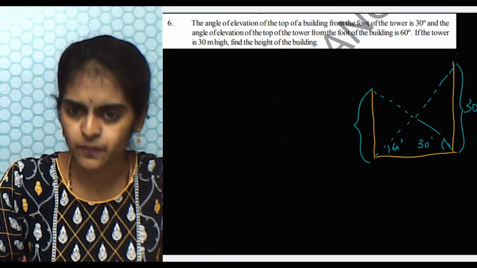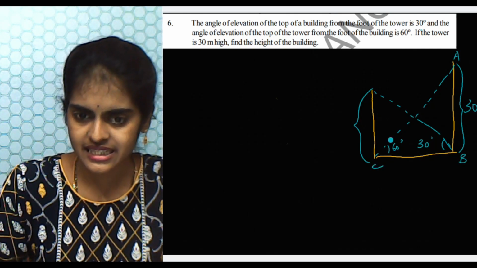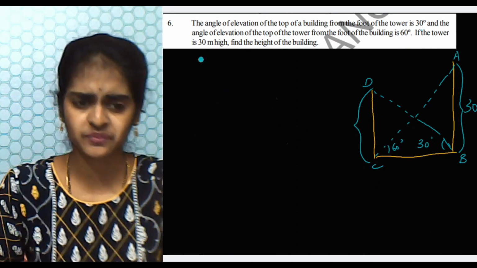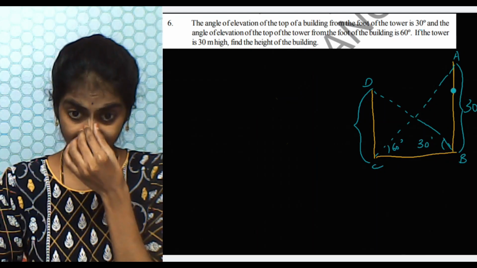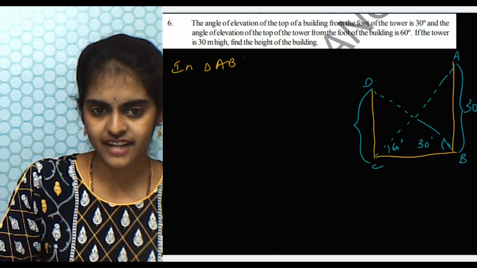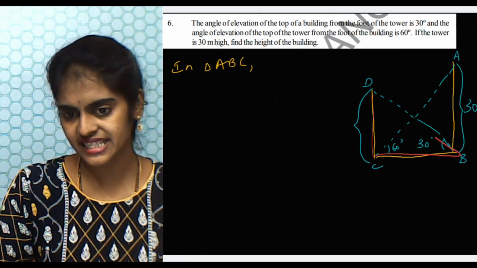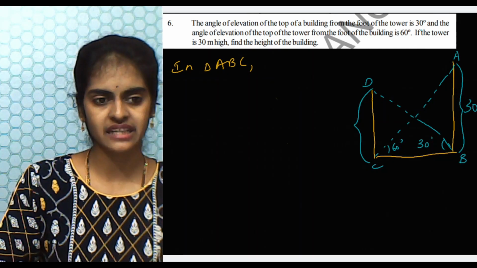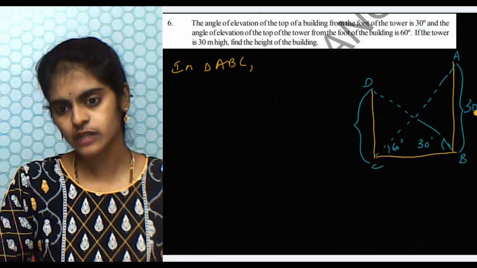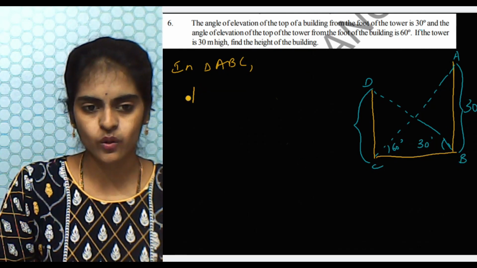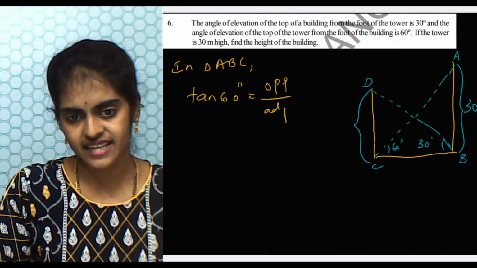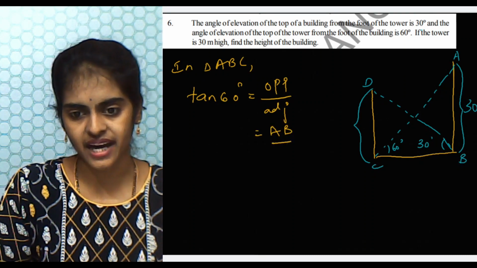So let me take the points as A, B, C, D. Now just see. Now let us take this triangle ABC. You have two triangles formed here, BCD and ABC. I'm taking the first triangle ABC. In this triangle, tan 60 is equal to opposite side by adjacent side, so it is nothing but AB by BC.